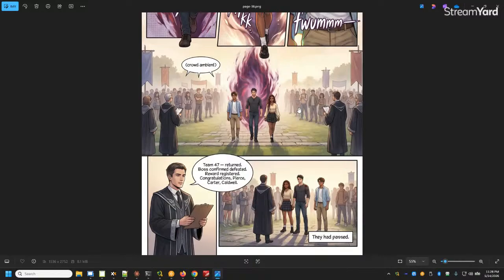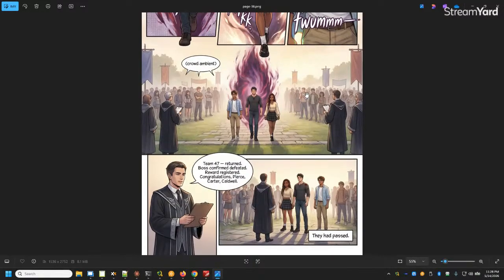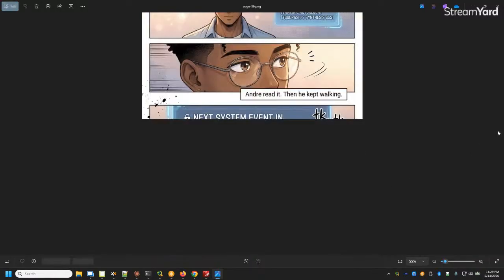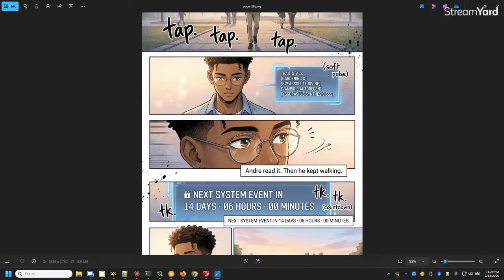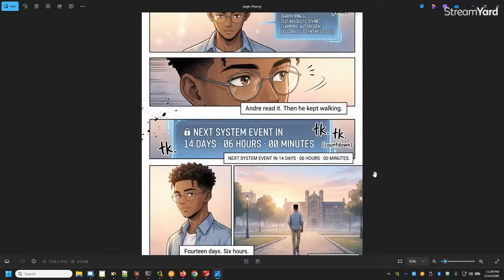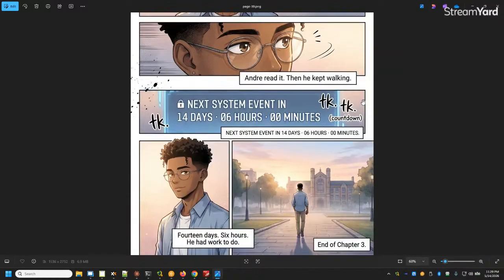Crowd ambient. Team 47 returned. Boss confirmed defeated. Reward registered. Congratulations, Pierce, Carter, and Caldwell. They had passed. After the exam, trade stack, gardening rank G, 52. They kept walking. Next system event: 14 days, 6 hours. He had work to do. End of chapter 3.